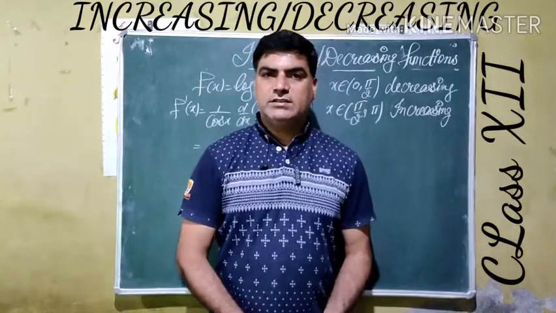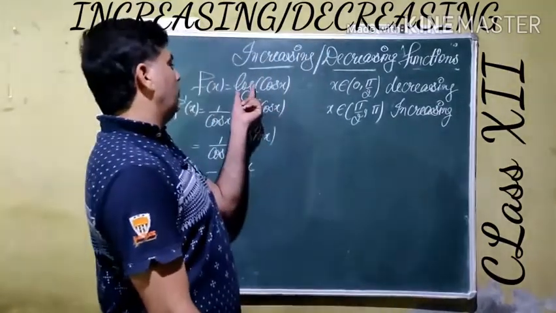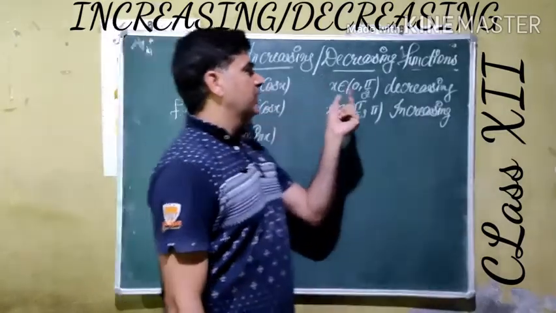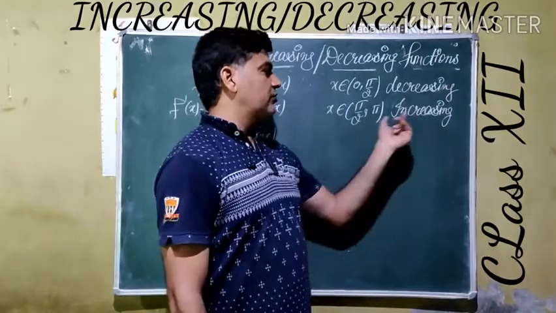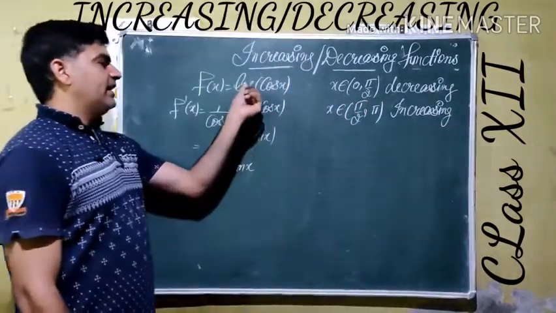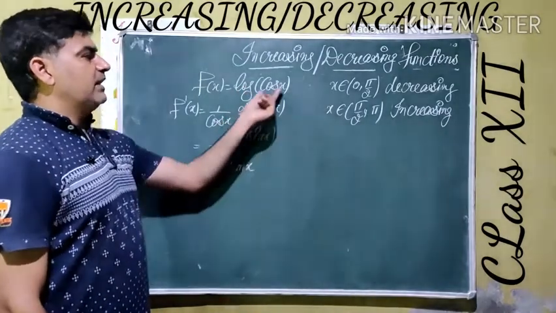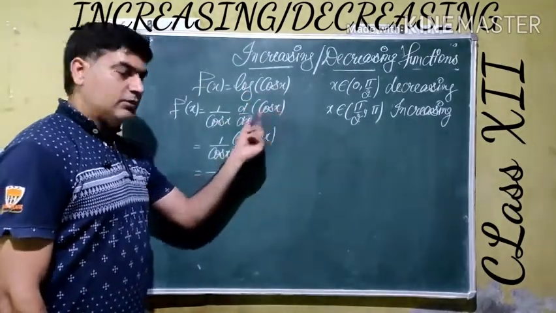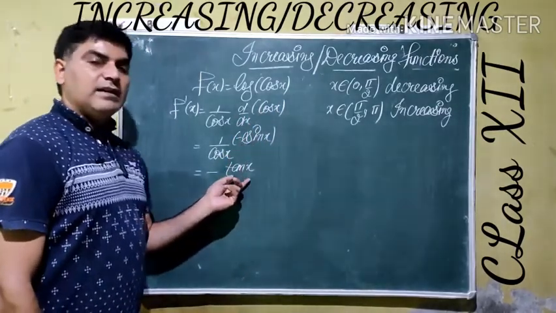Now we are going to discuss another type of function, the logarithm function. Here we take an example of a logarithm of a trigonometric function. In one interval we have to prove it is a decreasing function, and in the other interval it should be an increasing function. So we use the first derivative rule. The derivative of the logarithm is the reciprocal of the function, then we take the derivative of the inner value. The derivative of cos theta is minus sin theta. So overall it becomes minus tan theta.